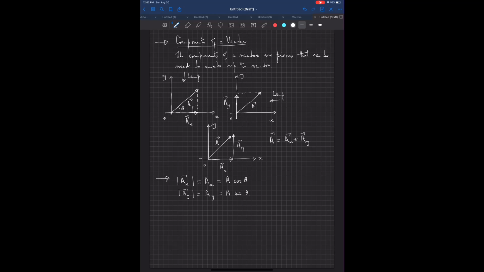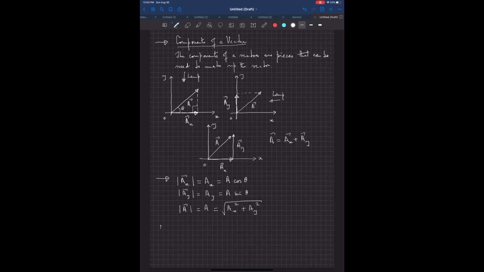The magnitude of the vector A, which I will designate as simply A, is then obtained from the Pythagorean theorem as the square root of A sub x squared plus A sub y squared, okay, from the right triangle. All right, the sides being A sub x, A sub y, and A.